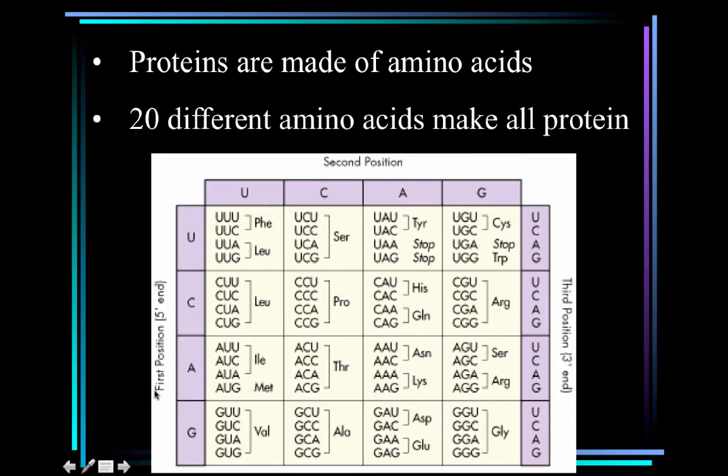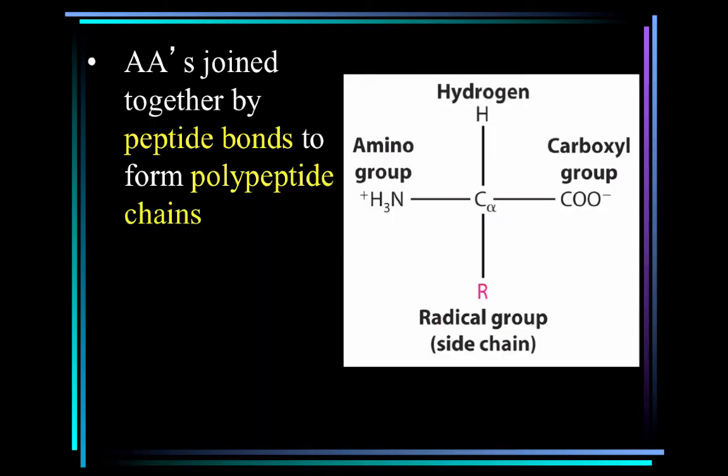So the first position can be either U, C, A, or G, as can the second position and the third. So if we get an amino acid that is A, U, and G, that is going to be methionine. So AUG lines up with Met, and methionine just happens to be our start codon. So there's 20 different amino acids that come together and make up all of the protein that is needed in our lives. Amino acids are going to be joined together by peptide bonds, and they're going to form polypeptide chains.